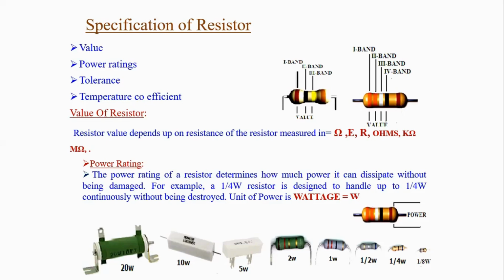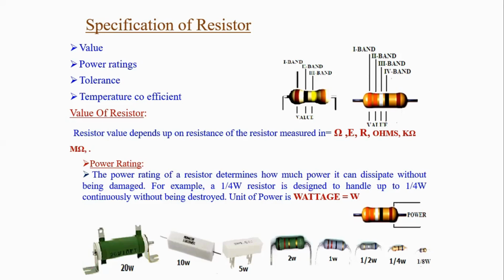The second part is power rating. Very easily you can find the power rating from the size of the resistor. If it is bigger, that means the power rating is more. On the bottom side you can see some pictures: 20 watt, 10 watt, 5 watt. The sizes are gradually reducing, which means that as the wattage comes down, the size also comes down.